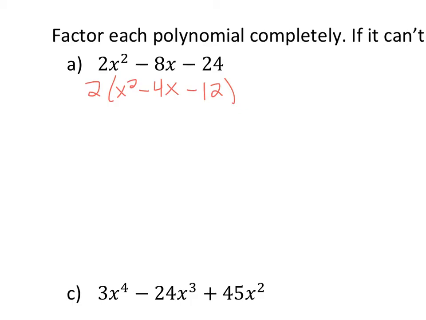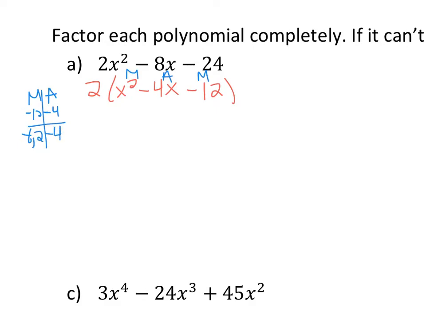I'm left with a trinomial inside those parentheses. Well, I can't use dots because that refers to 2 terms, and I have 3. Let's see, can I use MAM? Can I factor the trinomial? I have a leading coefficient of 1. I'm going to go ahead and use my MAM method here. The M is negative 12, and the A is negative 4. Okay, I can do negative 6 and positive 2, which do add to be negative 4.